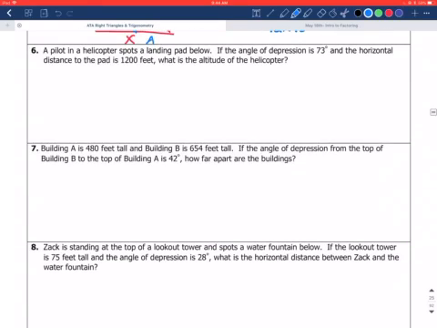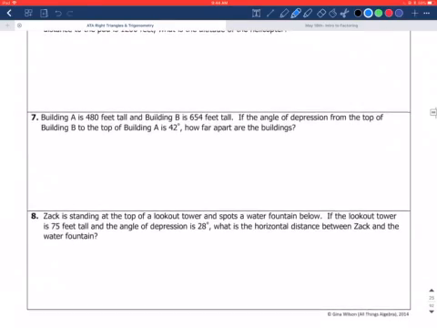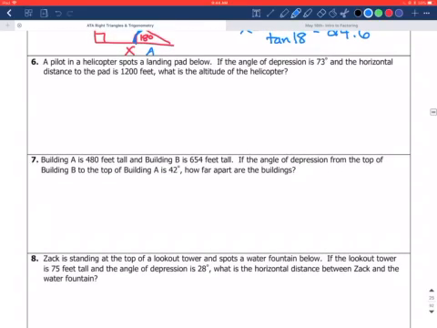All right, let's see here. 7 and 8 might be, I'll do 6 and 7. All right, so if a pilot in a helicopter spots a landing pad below, so there's a landing pad, there's a helicopter, spotting it. We have our horizontal line, and that angle of depression is 73 degrees. So we automatically know that this angle is 73 degrees. Now the horizontal distance to the pad is 1,200 feet. So we're not talking about the hypotenuse, we're talking about the horizontal distance, how far away he is. And then we're asking for the altitude of the helicopter.